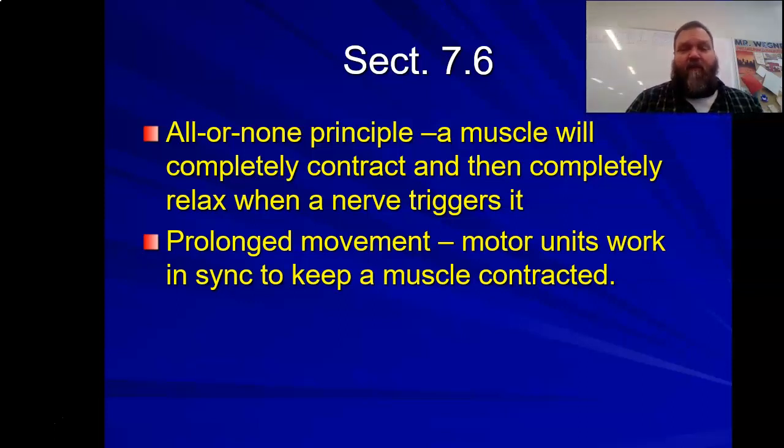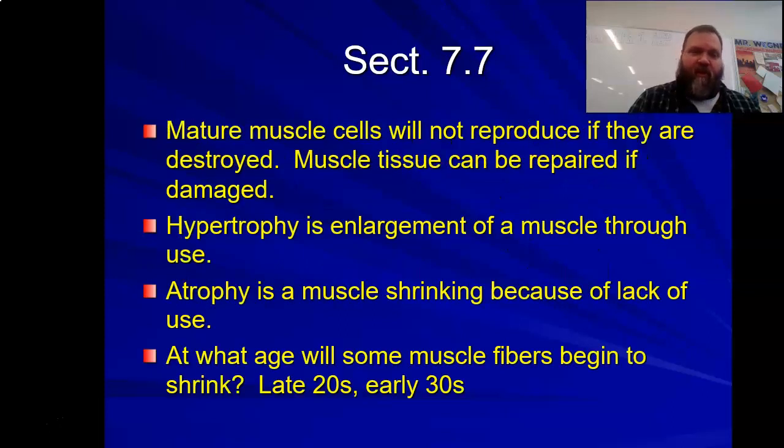For prolonged movement, motor units work in sync to keep a muscle contracted. Let's say I'm holding something really heavy and I have to keep my muscle contracted. They will work in unison with each other. Mature muscle cells will not reproduce if they are destroyed. Muscle tissue can be repaired if damaged.